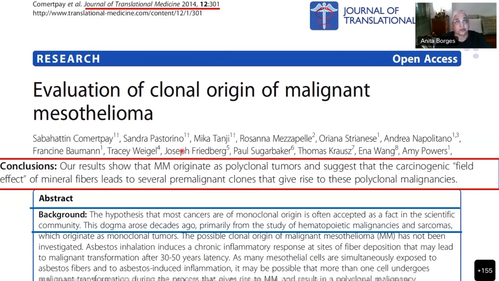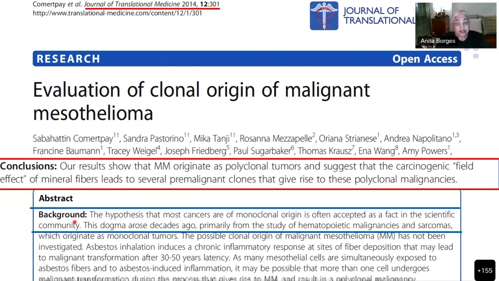And this was for a mesothelioma, but you can go and look it up. I mean, there are so many. And it says here, our results show that malignant mesothelioma, and they've tested many malignant mesotheliomas, originate as polyclonal tumors. And they suggest that the carcinogenic field effect of mineral fibers, that's asbestos, leads to several pre-malignant clones that give rise to polyclonal malignancies. And I don't see any reason why this is not so.